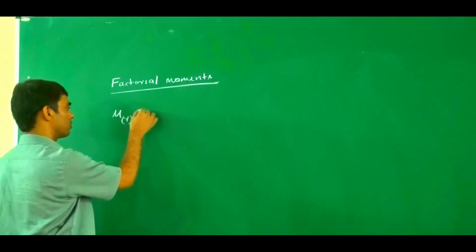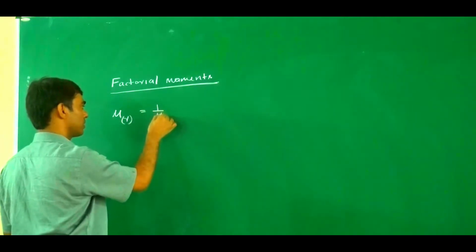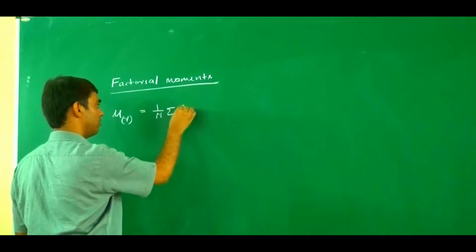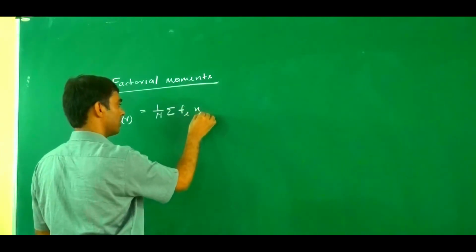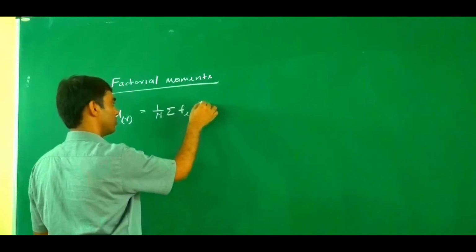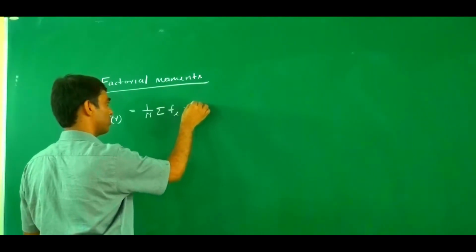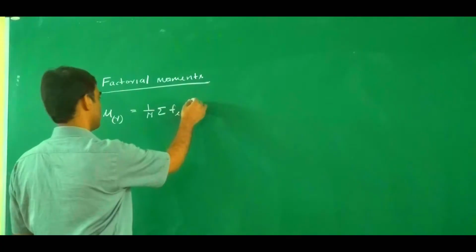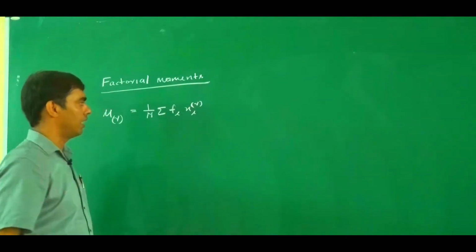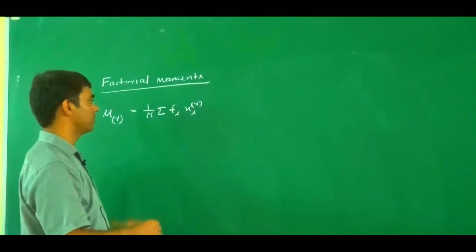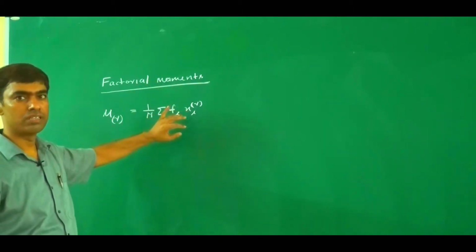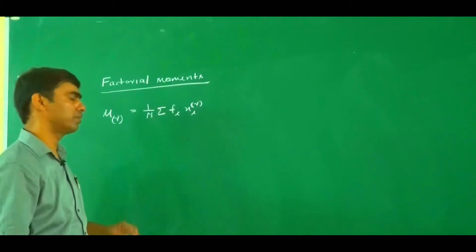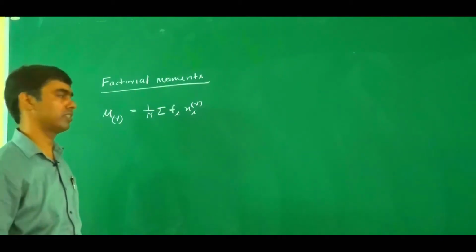So this one is 1 upon n summation of fi xi to power what? Here we write a factorial notation, r in brackets. And what is the value of a here? Here it is factorial moments about origin, so the value of a is 0.